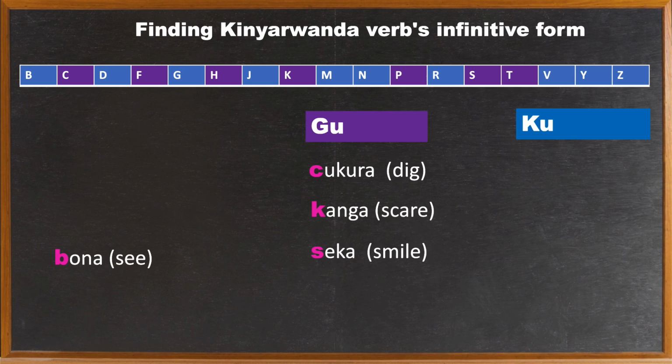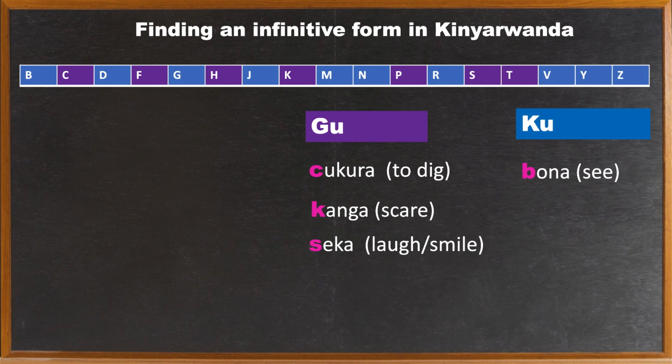How about be or ba? So ba, it's in blue here, and it is not in the representative letters. That means it does not start with a vowel, and that means it is a ku verb. So I hope that was really easy for you to understand.